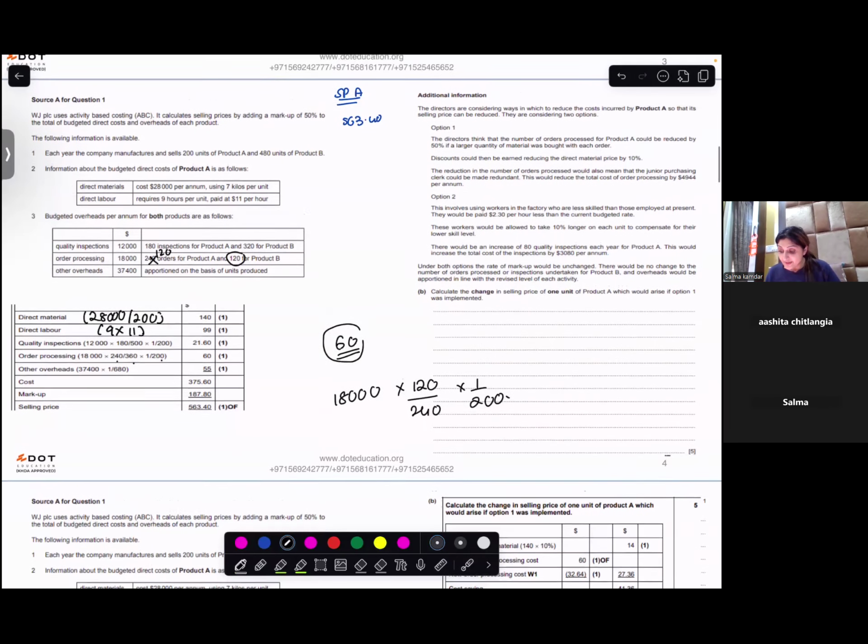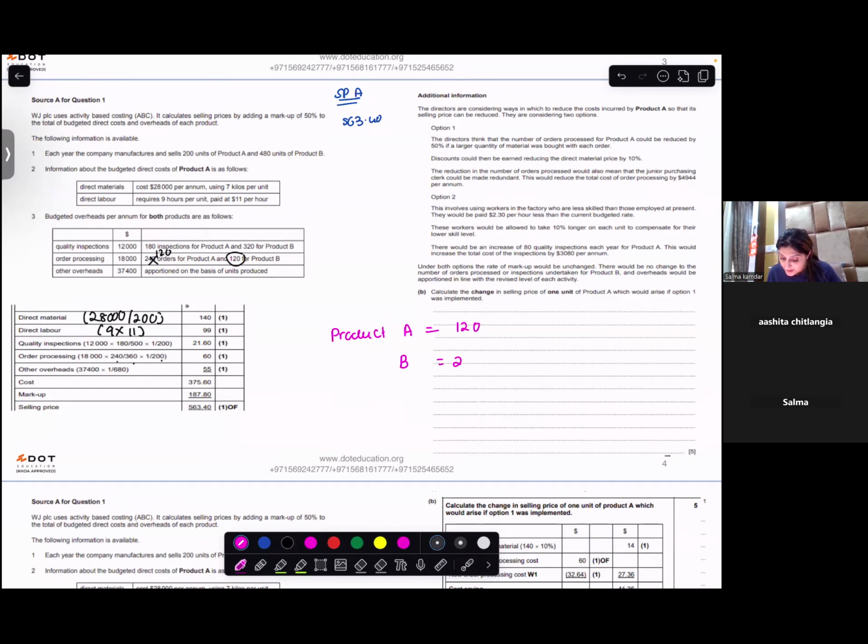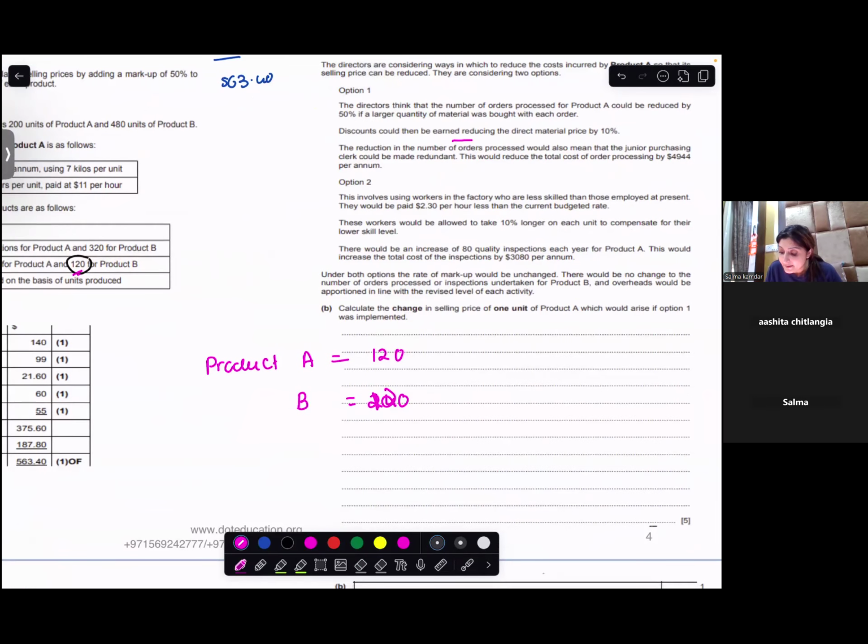Okay. So the director said that the number of orders can be reduced by 50%. If I'm reducing the number of orders by 50%, for my product A the orders would be 120, and for product B the orders would be 120. Discount could then be earned by reducing the direct material price by 10%. That means I will reduce the number of orders and I will earn a discount of 10%.